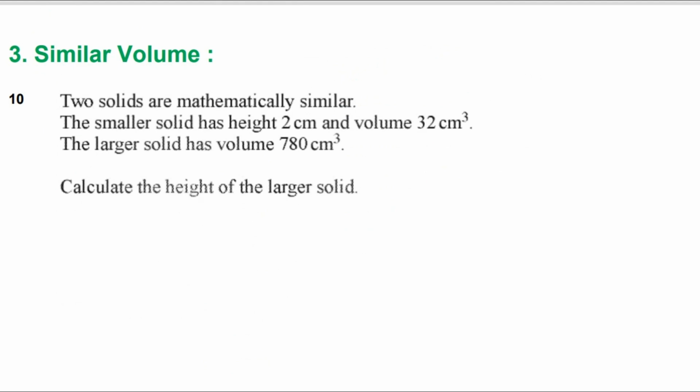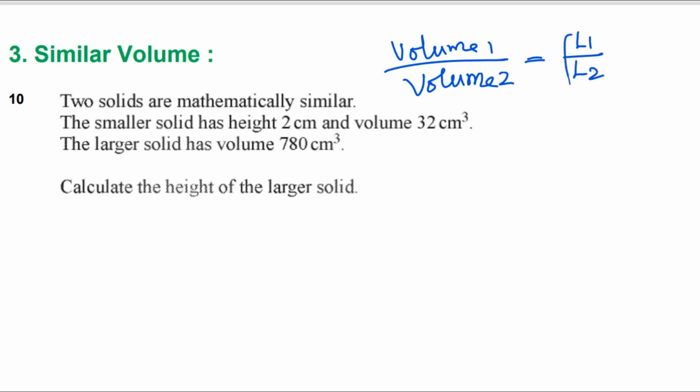Next, similar volume. When two objects are mathematically similar, the ratio of their volumes will be equal to the ratio of their lengths, the whole cube. That is, volume of the first object divided by volume of the second object will be equal to the ratio L1 divided by L2, the whole cube. You can write it as scaling factor cubed, or if you are representing it by the letter K, write it as K cube.